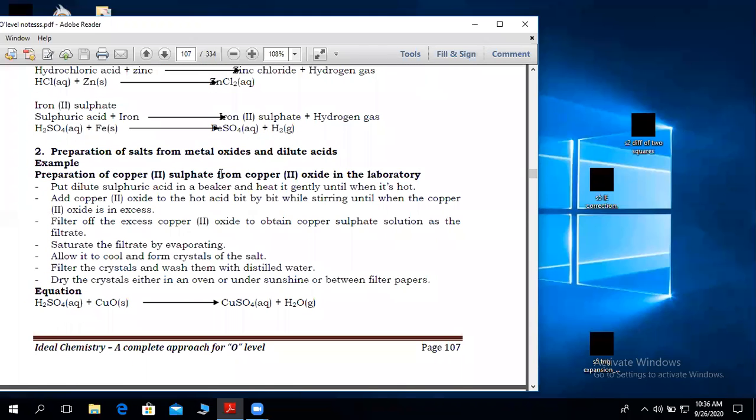So, preparation from metal oxides. For example, if you want to prepare copper 2 sulfate, then you add copper 2 oxide to sulfuric acid, because sulfuric acid is the one that contains the sulfate. So you are going to have sulfuric acid plus copper 2 oxide, which gives you copper sulfate. What changes is that where there has been zinc, we are putting there copper 2 oxide. So the rest of the procedure remains the same. So learn the general procedure.